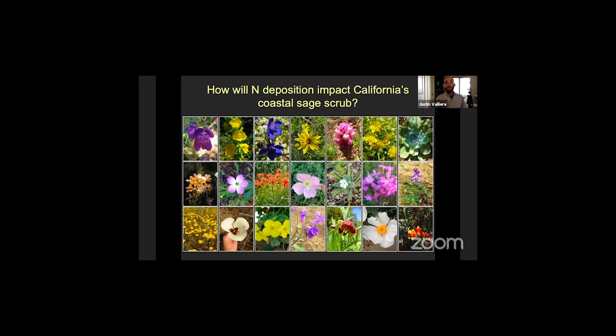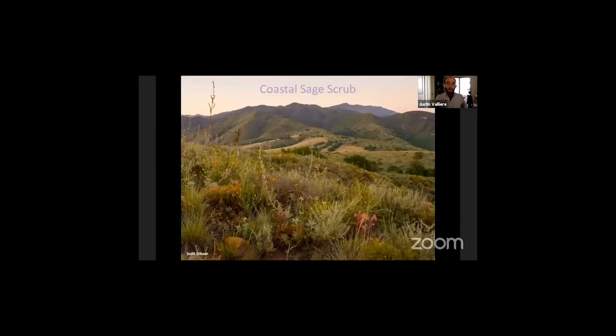Overall, the goal of a lot of my research and most of my PhD work was to look at how nitrogen deposition will impact California's coastal sage scrub. Coastal sage scrub is a very literal name. It's coastal, it grows along the coast from Baja California all the way north of the Bay Area. It consists of a lot of sage species in the Lamiaceae, as well as sagebrush, which is in the Asteraceae but has that nice similar sagey smell. And it's a scrubby shrubland habitat.